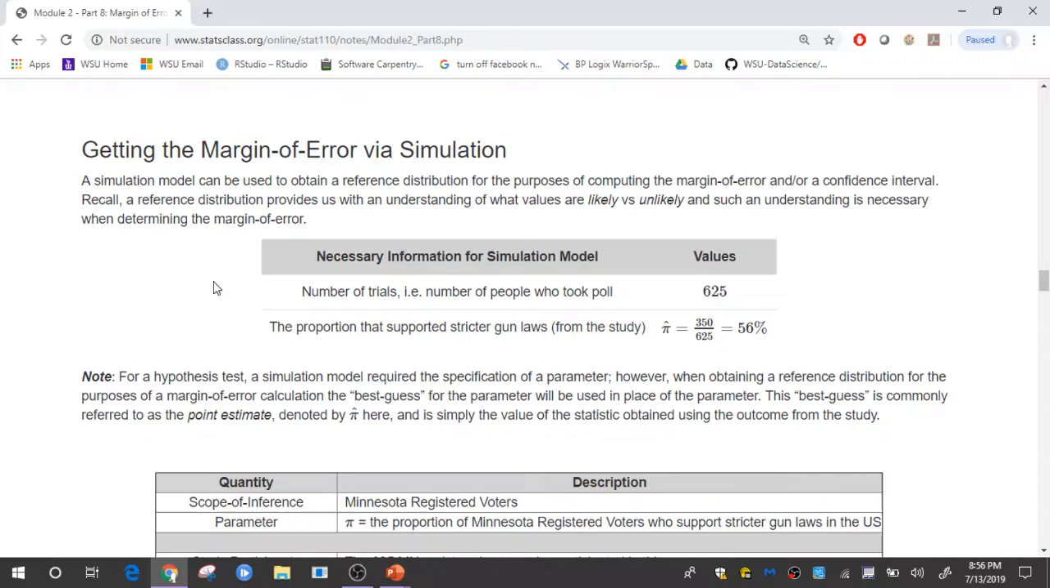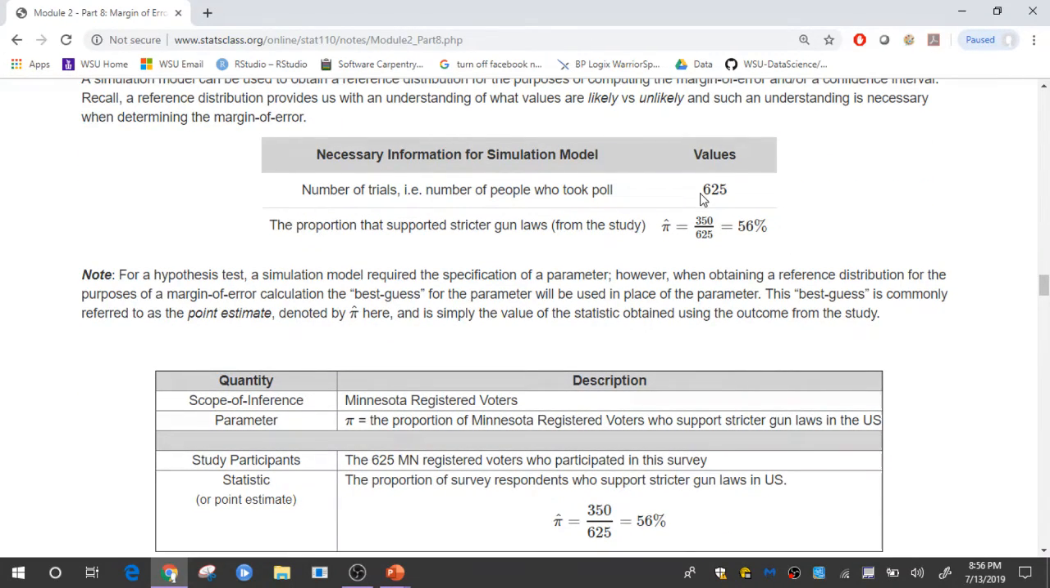Okay, so how do I get the margin of error via simulation? I'm just going to use the reference distribution app. Again, I'm going to specify the number of trials to be 625. The proportion that supported stricter gun laws, that's going to be 56%. Okay, so again, when I'm building the reference distribution for a confidence interval or a margin of error, I'm just going to use the outcome from the study. Now we call this quantity here a point estimate. Okay, that's just my best guess for what the parameter would be. So your best guess is just going to be the outcome, or the data that you got from your study.